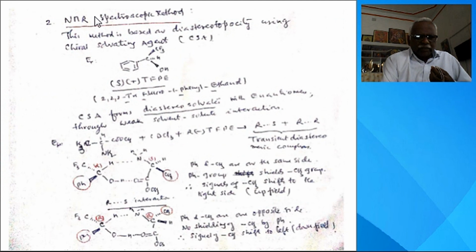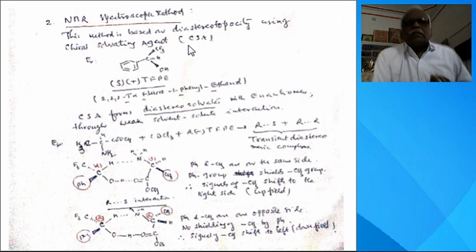This is the best method, the NMR spectroscopy method. In this method, we have to use a CSA, a chiral solvating agent. This is the chiral solvating agent. I gave you only one example here. You can see many examples in the textbook.